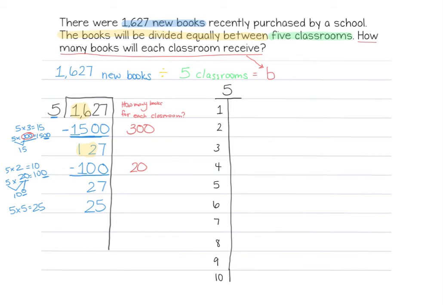So 5 groups of 5 is 25. Let's subtract and see how many are left over. There are 2 left over. Can 2 be divided into 5 groups? It can, but then it becomes a fraction. We're not looking for a fraction right now, so we're just going to keep this as our, if you said remainder, I'm so proud of you, our remainder.